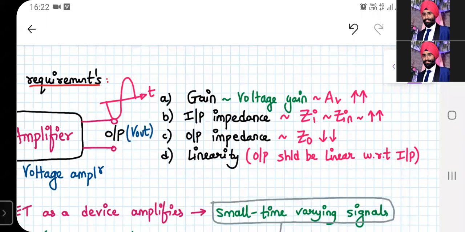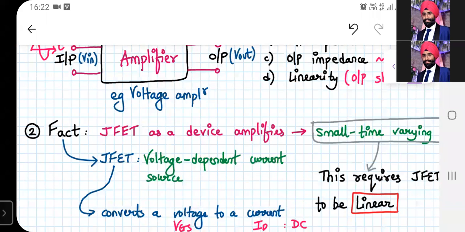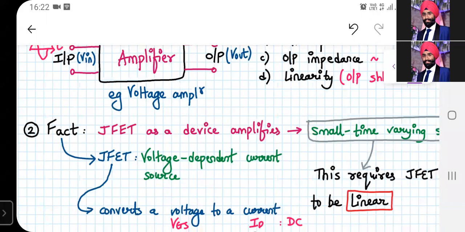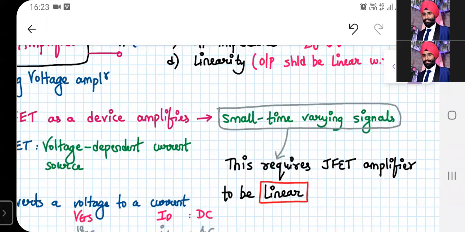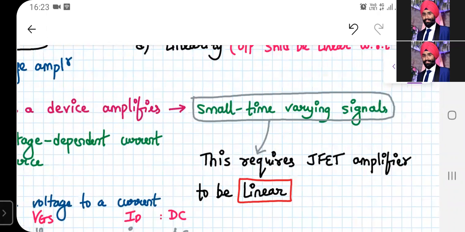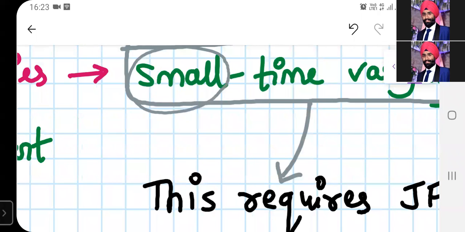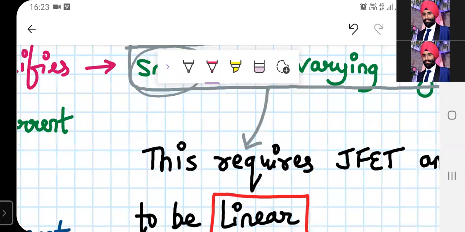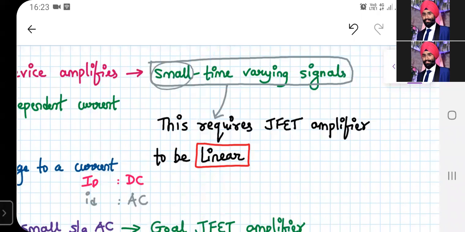Fine. Now there are some facts which I am discussing now. The first fact is that a JFET as a device amplifies a small time varying signal. In the next few minutes we are going to see why. A sine wave is a time varying signal, but it may not be small. So we will study what we mean by this word small. But this requires your JFET amplifier to be linear.